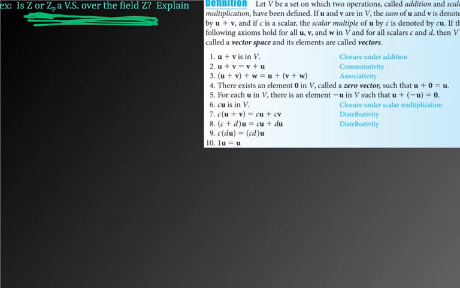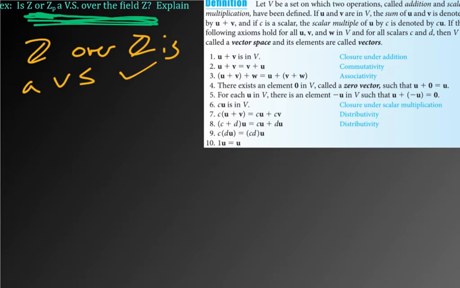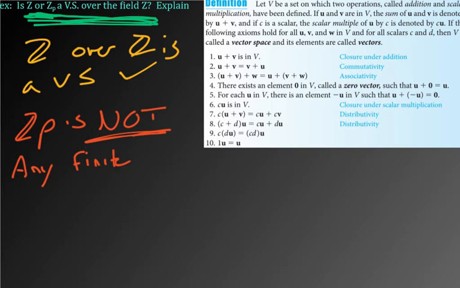So the one that is going to be fine is actually Z. So Z over Z is a vector space. That one's good. Check. The issue with ZP is not, okay? In fact, any finite set V is not a vector space over an infinite set. Or let's use the proper word, over an infinite field.